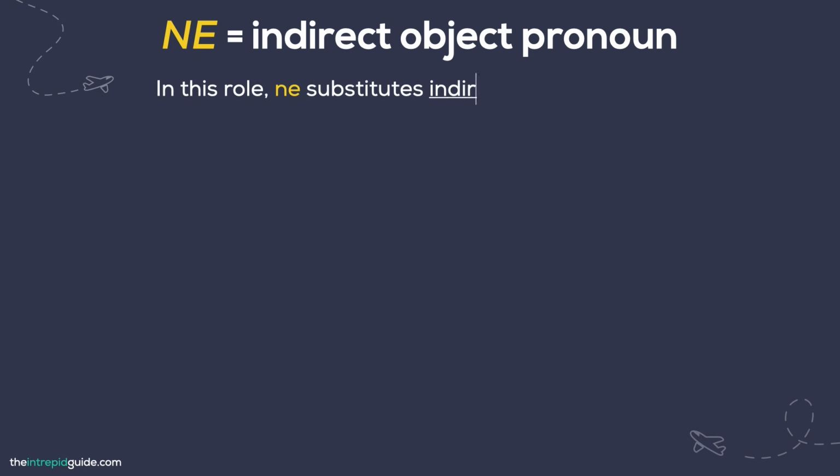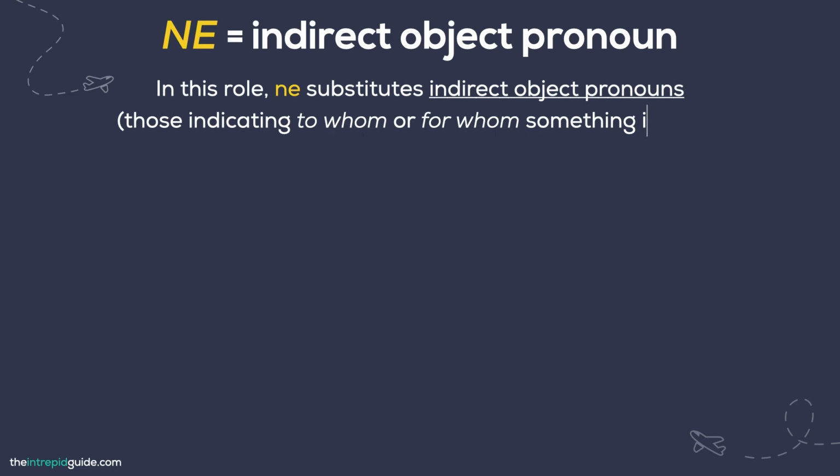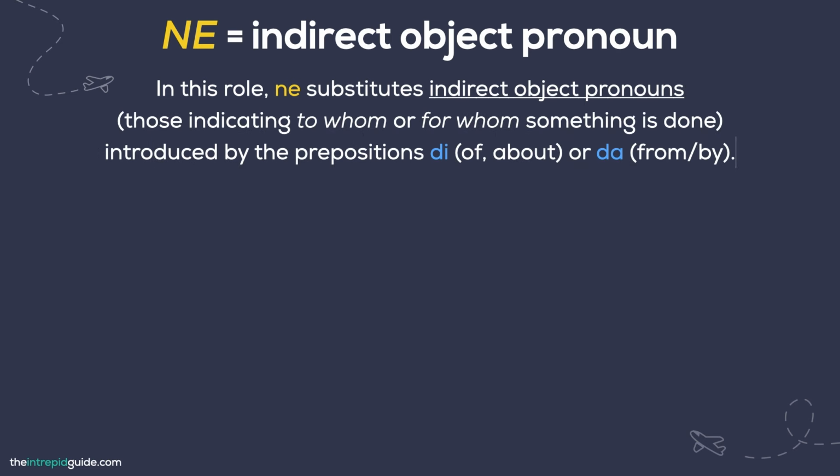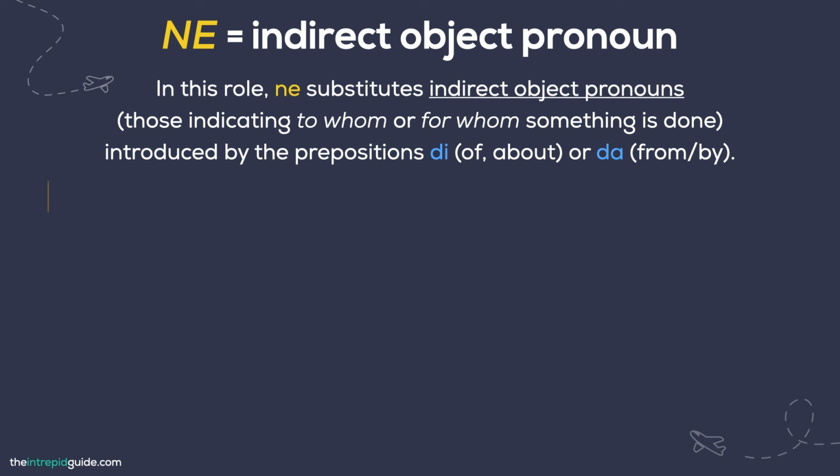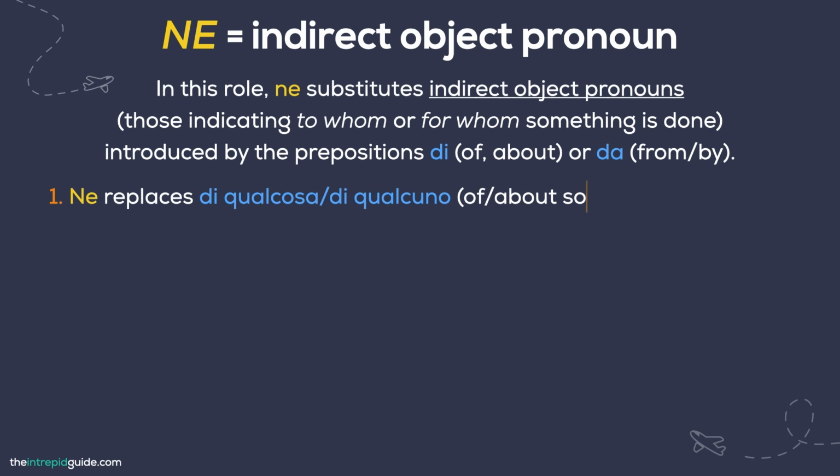Ne as an indirect object pronoun. In this role, ne substitutes indirect object pronouns, meaning those indicating to whom or for whom something is done, and introduced by the prepositions di, of or about, or da, meaning from or by. Let's clarify with some examples. Number 1, ne replaces di qualcosa, di qualcuno, of or about something or someone.